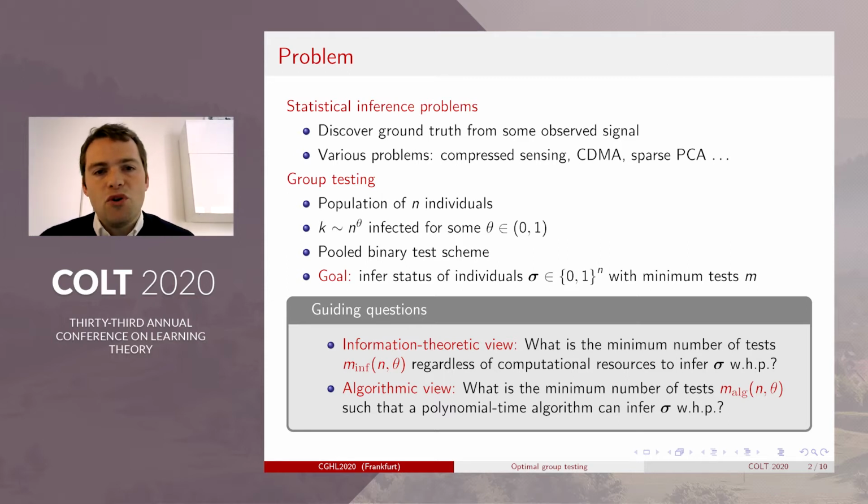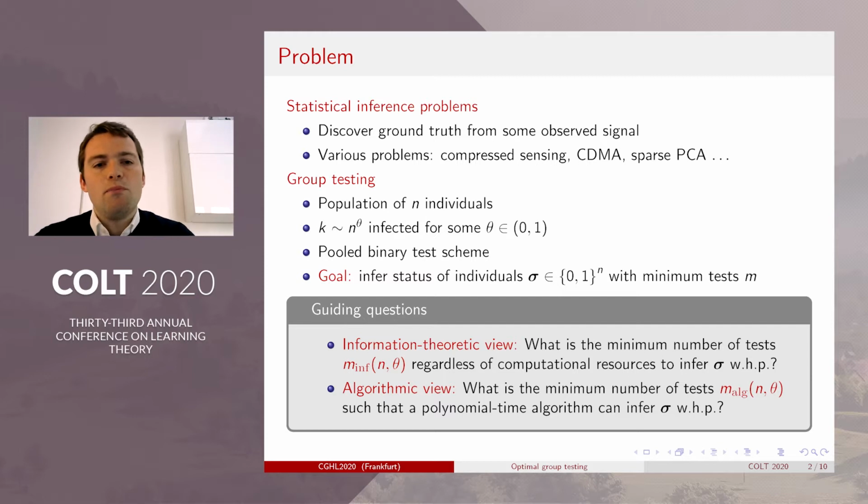Suppose you have a population of n individuals, out of which k are infected by some rare disease, and k scales as n to the theta for some theta in (0, 1). The naive way of finding out who's infected and who's not would be to test every person individually. But we can do better than this.